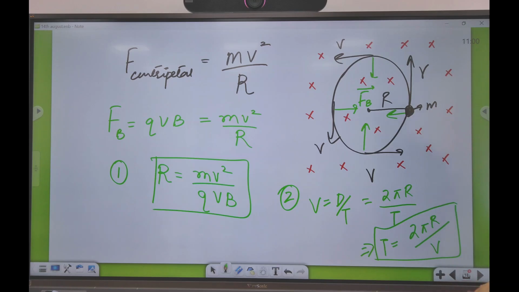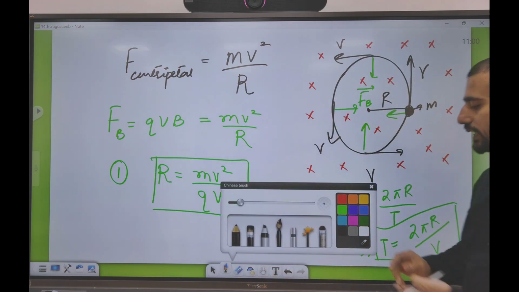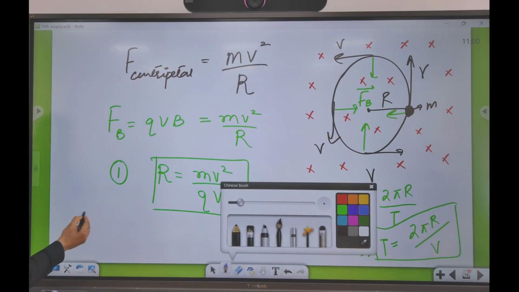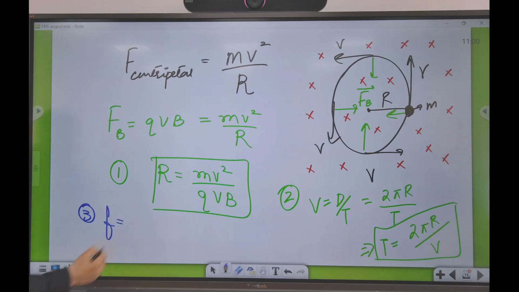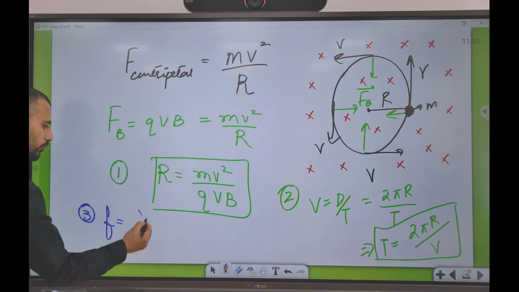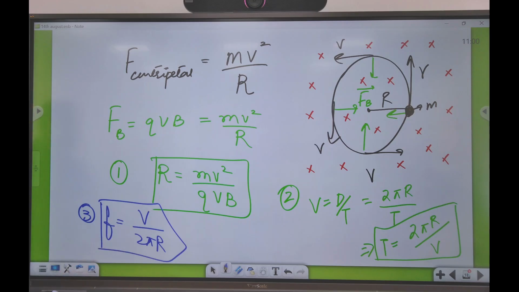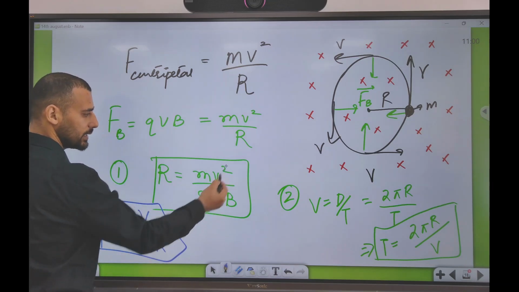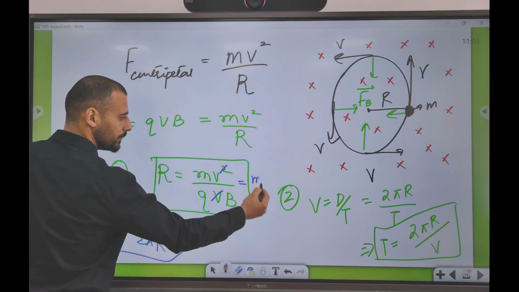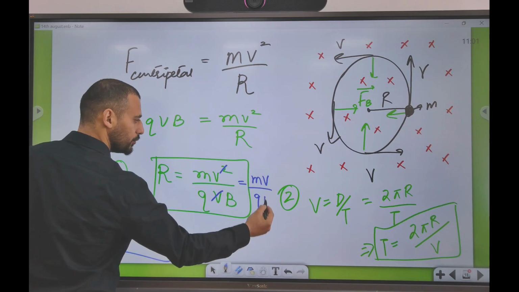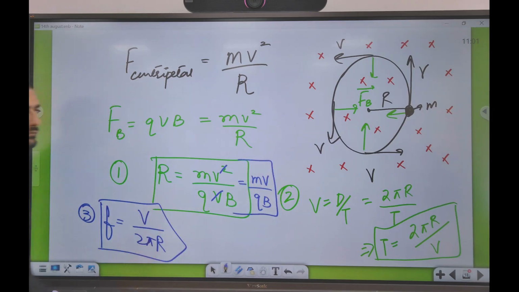If someone asks how many cycles it will complete, we can find another thing called the frequency. That frequency can be found by the reciprocal, velocity upon 2 pi r. Is that clear? Fine. These are all the things that we can find. So here, if you want to simplify it, you can cancel the velocity and this velocity. So the simplified version would be mv upon qb. Is that clear? It depends on what they ask.